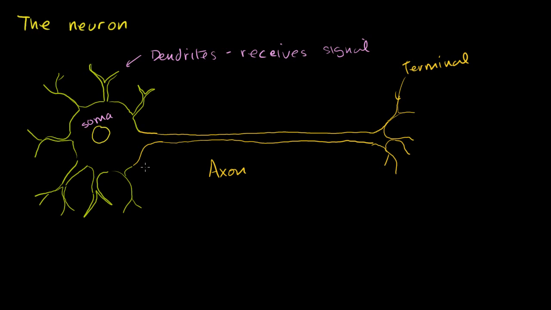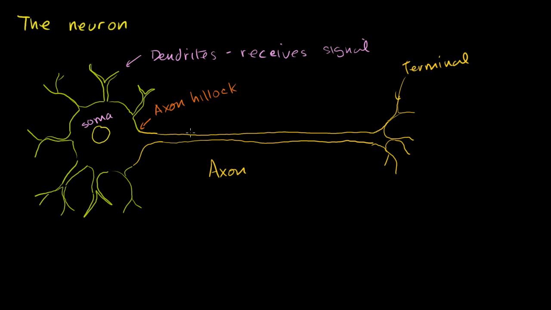And you'll sometimes hear the point at which the soma, or the body of the neuron, connects to the axon is often referred to as the axon hillock. Or maybe you can kind of view it as kind of a lump. It starts to form the axon. So it's the axon hillock.